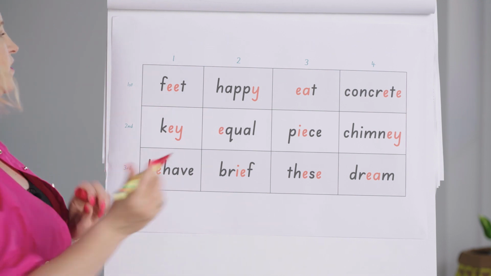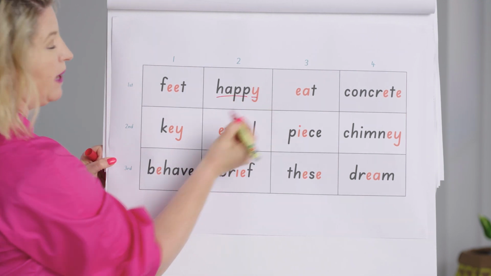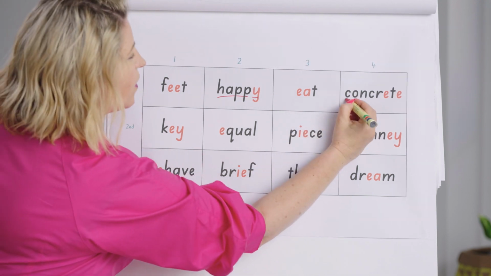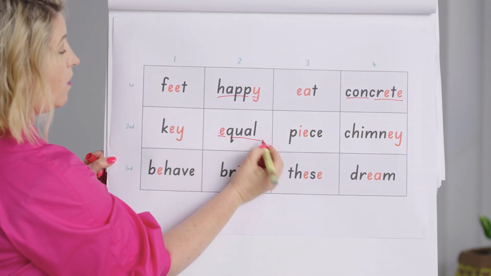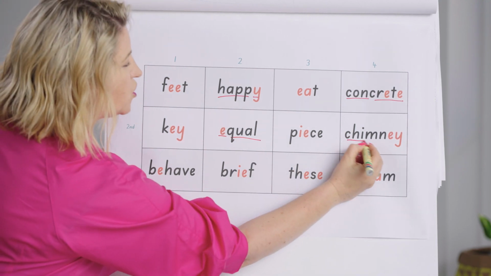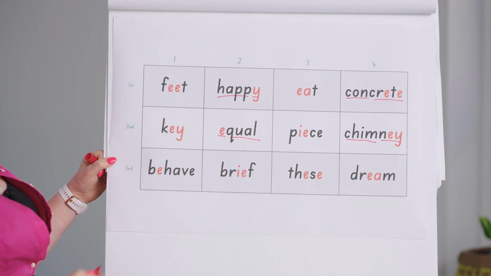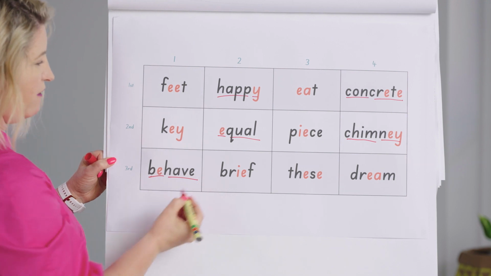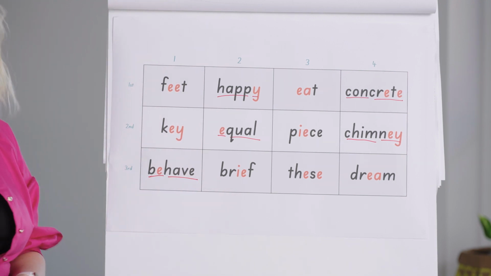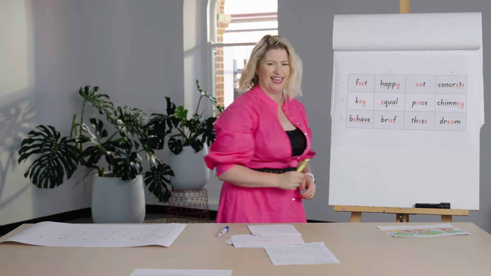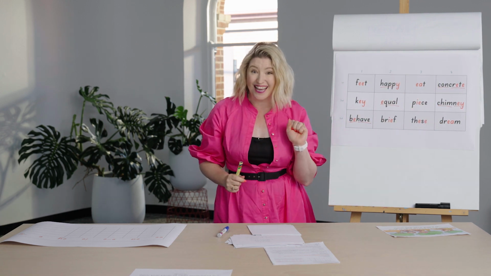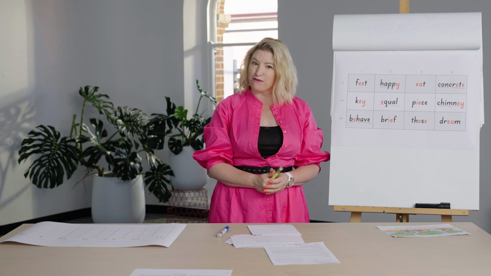Let's see. Did you find happy, concrete, equal, chimney, behave? Did you find all of those? Let's double check. Is there 5? 1, 2, 3, 4, 5. Yes. High five if you got it. Well done. Fantastic. That's our reading.